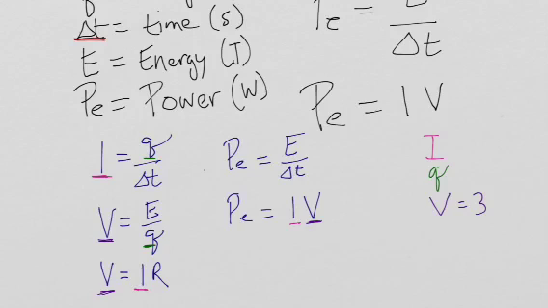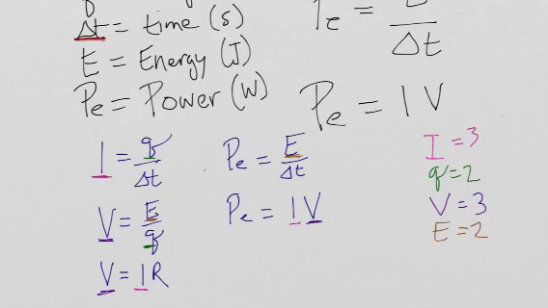For Q, how many do I have? 2 equations. For I, how many do I have? 3. Oof, look at that. Now, let's look at the letter E. I've got two equations for E. What are they? Give me one. V equals E over Q. What else? PE equals E over delta T, right here. So that's two options.